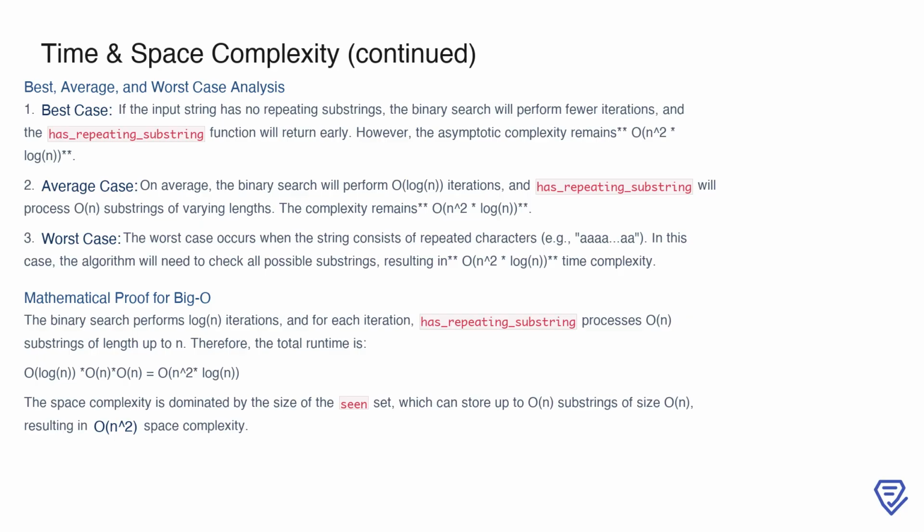The total runtime is therefore O(log n) * O(n) * O(n), which simplifies to O(n² log n). As for space complexity, it is dominated by the seen set, which can store up to O(n) substrings of size O(n), leading to O(n²) space complexity.